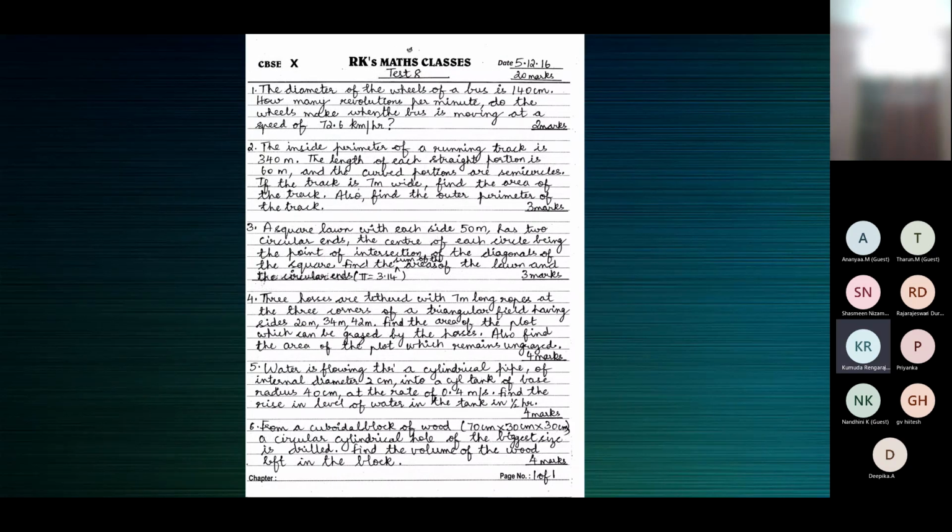Yeah, start working. Do the first one. Do the first one and the second one, we'll see the answers. 1 and 2.